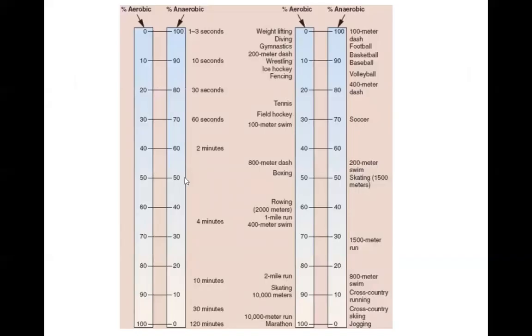This next figure is actually from an exercise physiology textbook that I use for that class, which is a class that some people take after they take this class. It breaks down in a nice, easy way to understand the comparison between aerobic and anaerobic, for time, from seconds to minutes to hours. 120 minutes obviously is 2 hours.